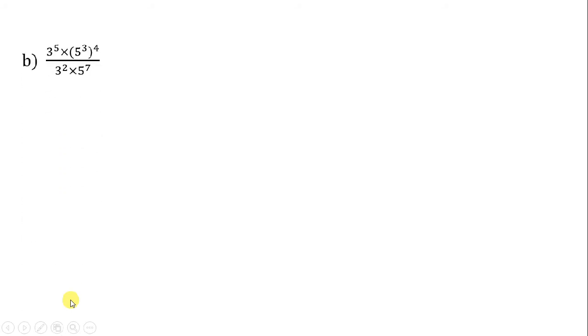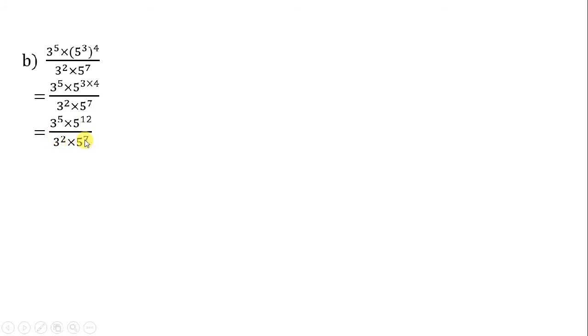The next example, we have (3⁵ × 5³) in brackets to the power 4, and then we also have 3 squared times 5 to the power what? 7. Now here, the first thing we are supposed to do is to use the index of an index by multiplying those powers 3 and 4. So we have 3 to the power 5 times 5 to the power 3 times 4. If you multiply 3 times 4, what are we going to get? A 12. So we have 3 to the power 5 times 5 to the power 12 divided by 3 squared times 5 to the power 7.